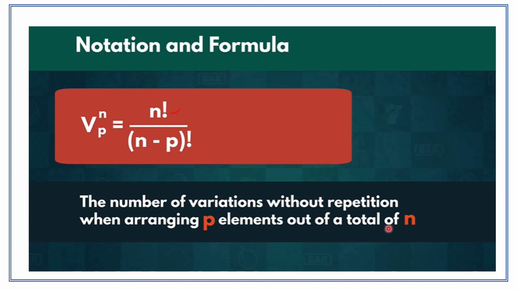In my previous video also we had 3 options available, A, B and C, and the spots we needed to fill were 2. But there repetition was allowed. If you had chosen A for the first bar, you could choose A again for the second bar. But here this is not the case. If you have taken someone at first place, you cannot take the same person at the second position, because the person is one only. So the formula is factorial n upon factorial n minus p, the number of variations without repetition when arranging p elements out of a total of n.